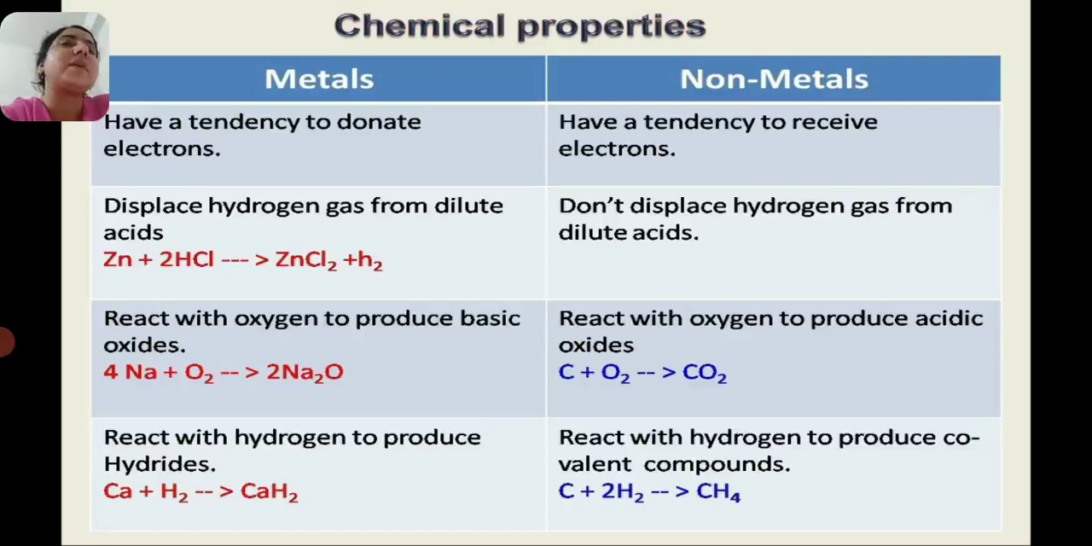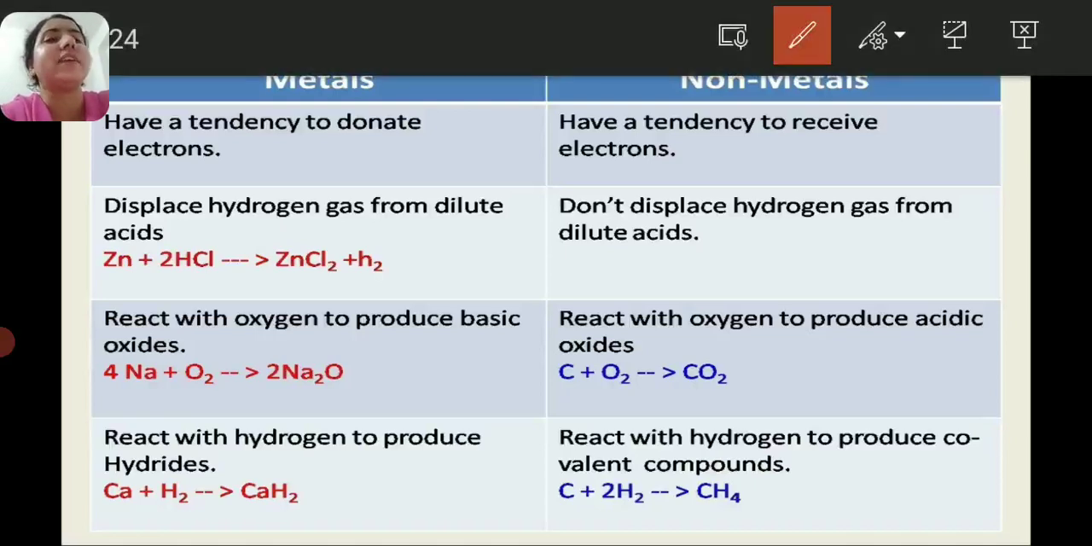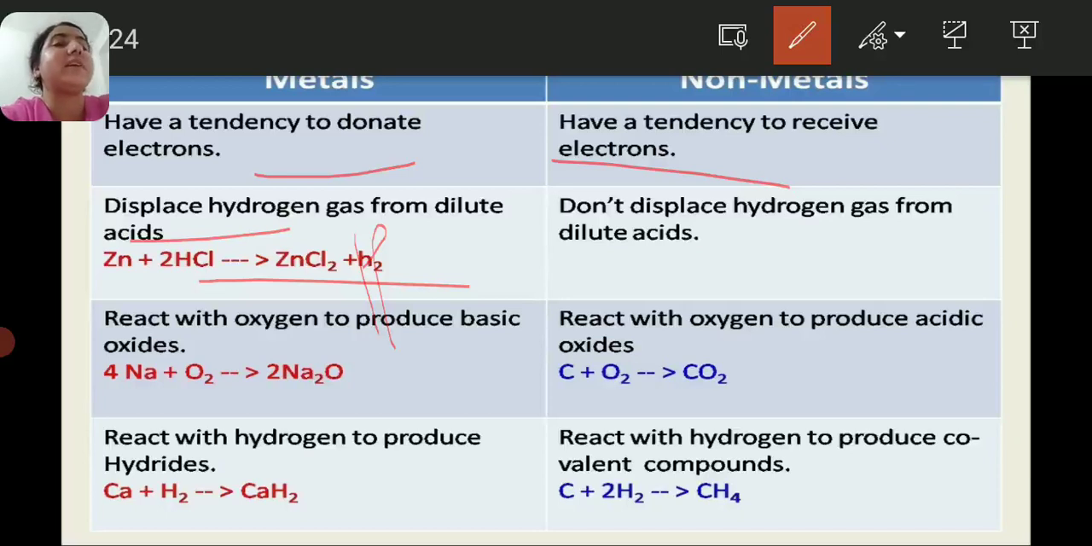Now let us summarize the chemical properties of metals and nonmetals. Metals have a tendency to donate electrons, nonmetals have a tendency to receive electrons. Metals displace hydrogen from dilute acid, like zinc plus 2HCl gives ZnCl2, zinc chloride, plus hydrogen, whereas nonmetals do not displace hydrogen gas from dilute acid. Metals react with oxygen to produce basic oxides, 4Na plus O2 gives 2Na2O, sodium oxide, whereas nonmetals react with oxygen to produce acidic oxides, C plus O2 gives CO2.